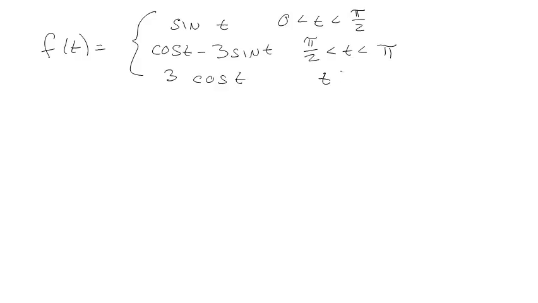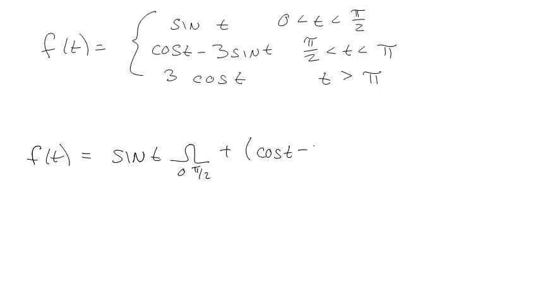Okay, so there we go. T greater than pi. Alright, so the next step is going to be to write this as a piecewise function. So if you haven't already had enough practice of this, I recommend pausing the video and seeing how far you can get. So basically I want the sine function times the top hat that goes from 0 to pi over 2. And then I want cosine t minus 3 sine t, times the top hat that goes pi over 2 to pi. And then I want to add something you can't see, times this thingy, like that.